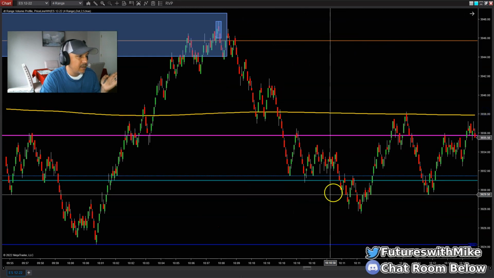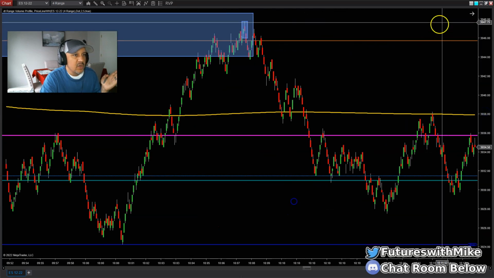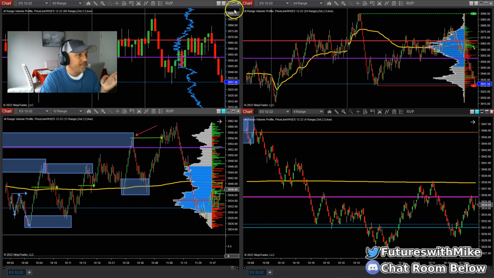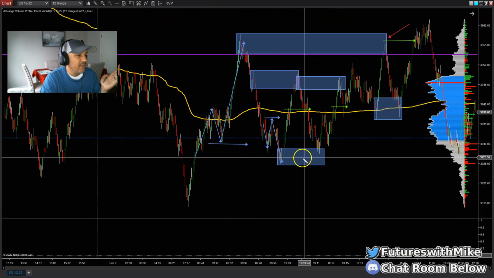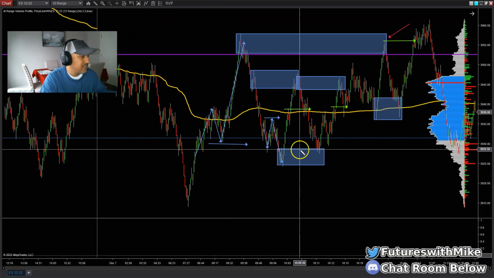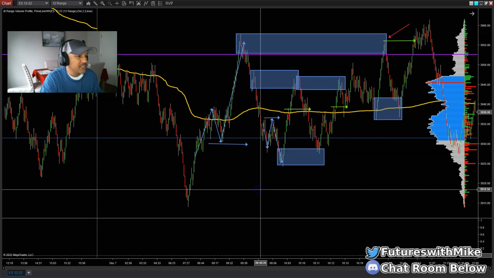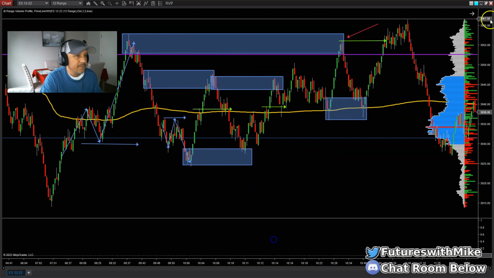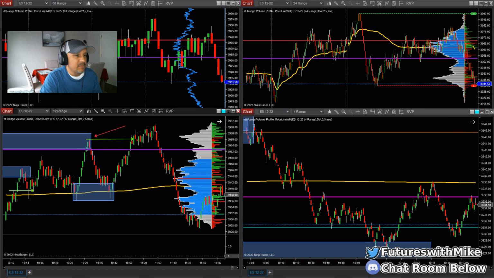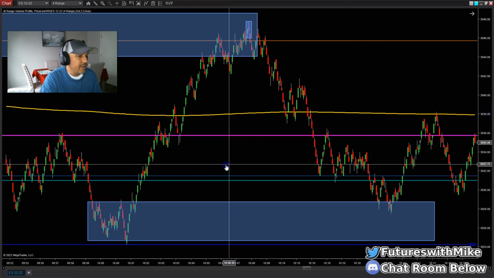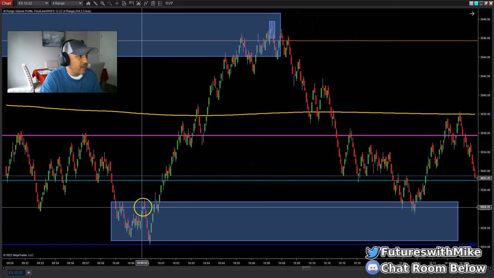And this is a demand setup. All right, so first and foremost, I want to take this area here that we've identified as demand, and place it on all charts so it'll show on the 4-range now, okay? And let's blow this up a little bit. All right, so I'm going to go down to my 4-range chart now. There it is, okay? That's that area of demand that we just marked off the 12-range chart.